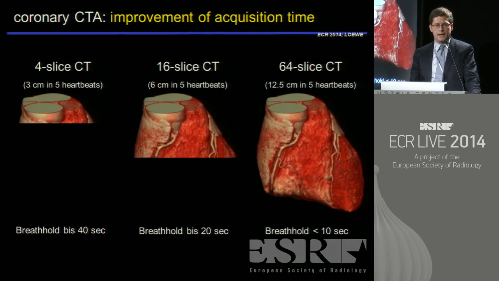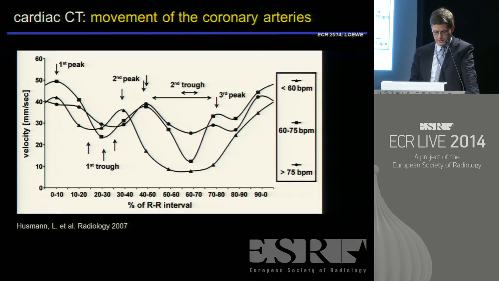And finally, even the acquisition time could be improved. In the 4-slice era, again, it took up to 40 seconds to image the entire heart. It's more or less impossible to hold your breath for 40 seconds if you are in the scanner and the contrast is injected. Right now, we are routinely working with an acquisition time below 10 seconds, so breath hold is not an issue anymore, and we don't see any breathing artifacts anymore.